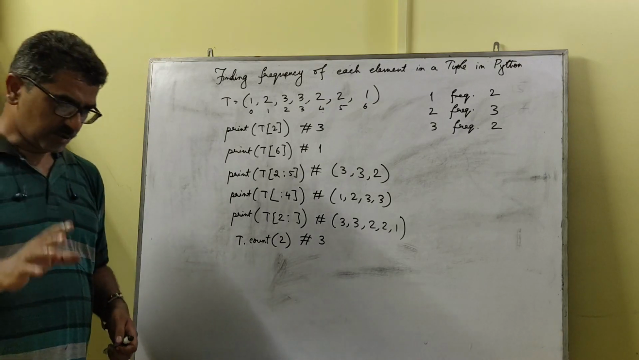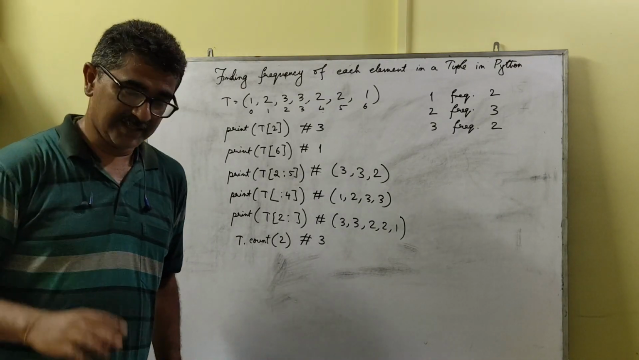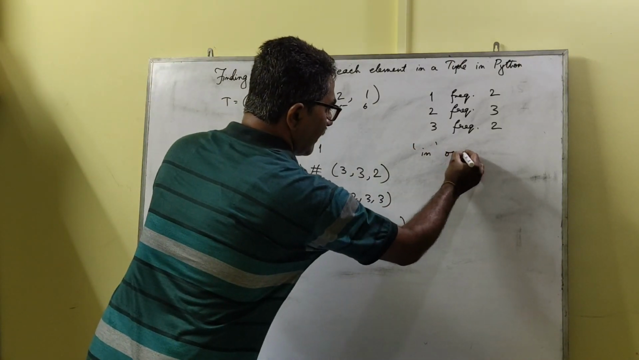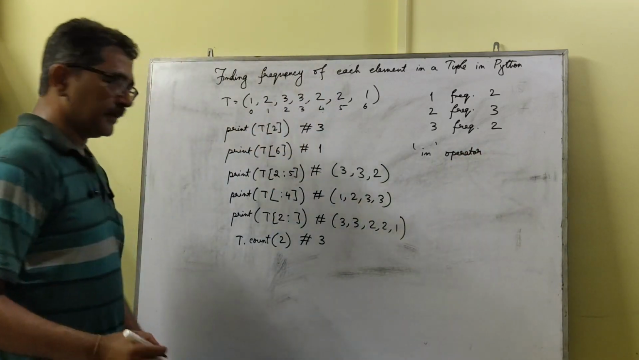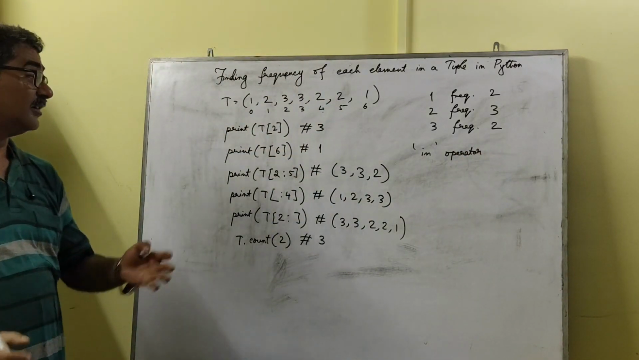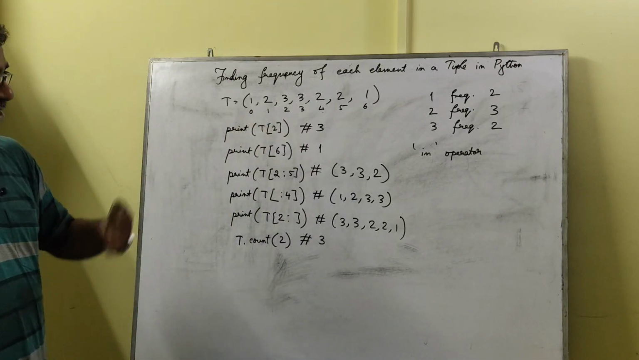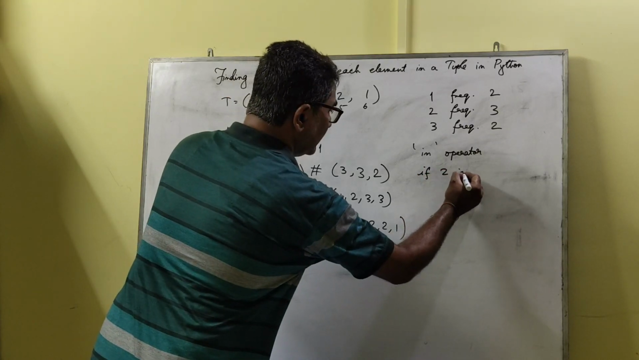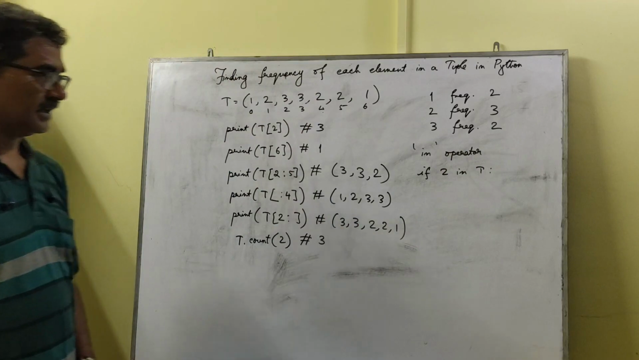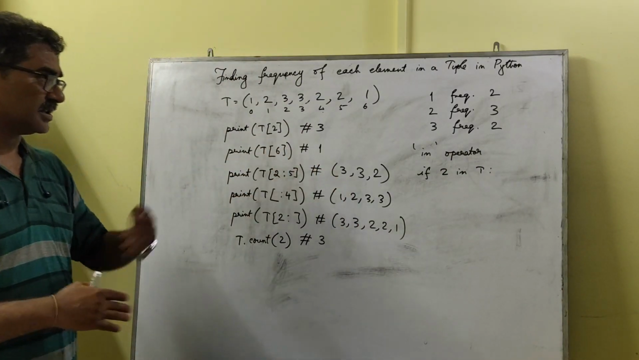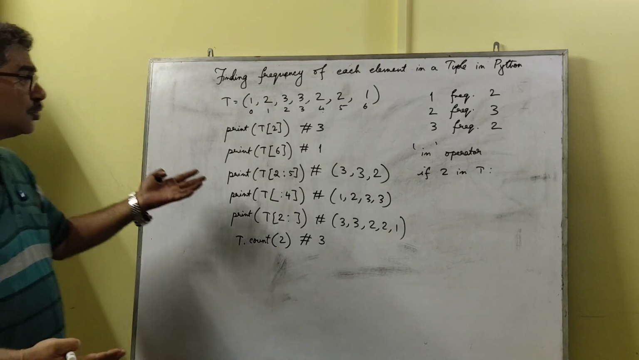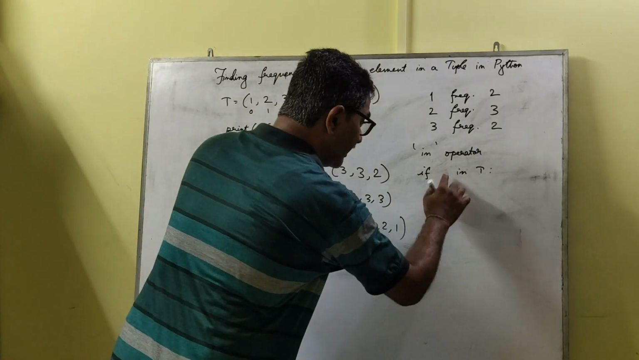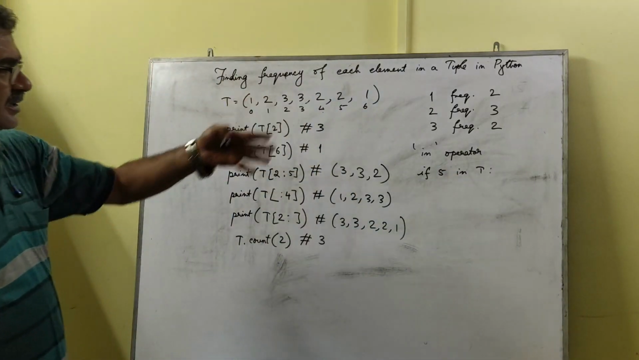Now let me talk about one more operator called in. The in operator is used to check for the presence of a value or element inside a tuple. So if I write if 2 in T, this particular if statement is going to return true because 2 is present in the tuple. Similarly, if I write if 5 in T, since 5 isn't present, it's going to return false.